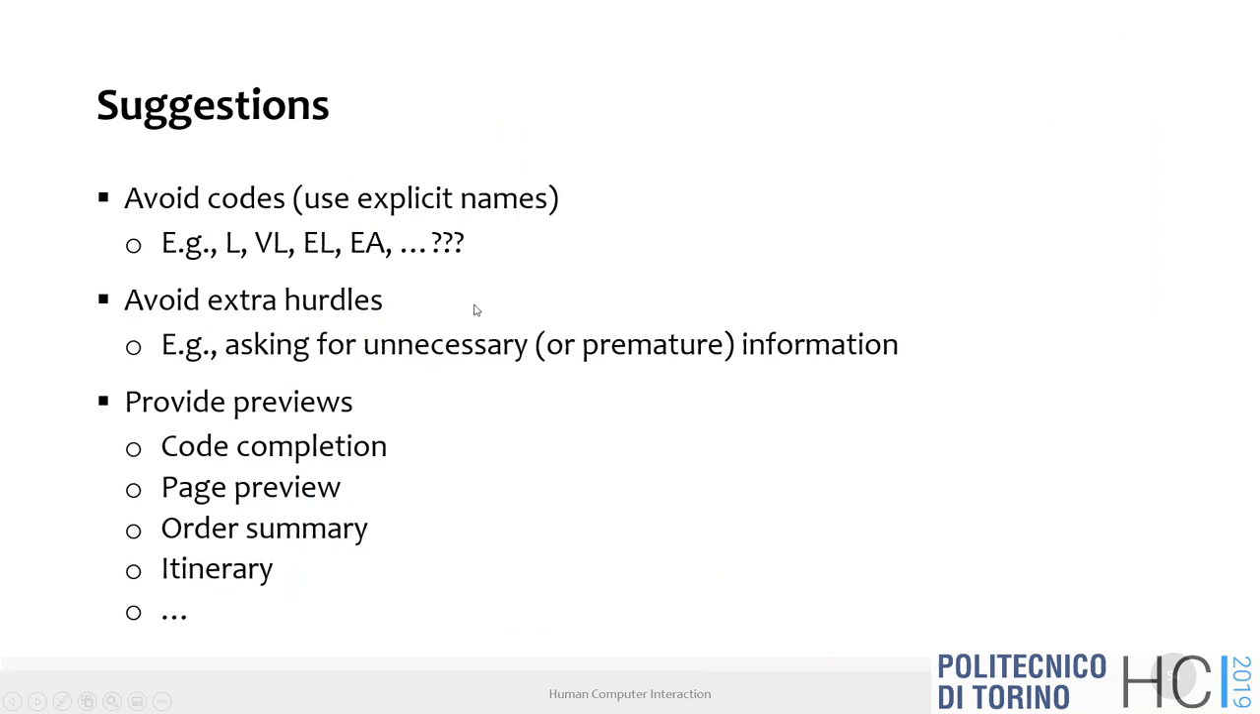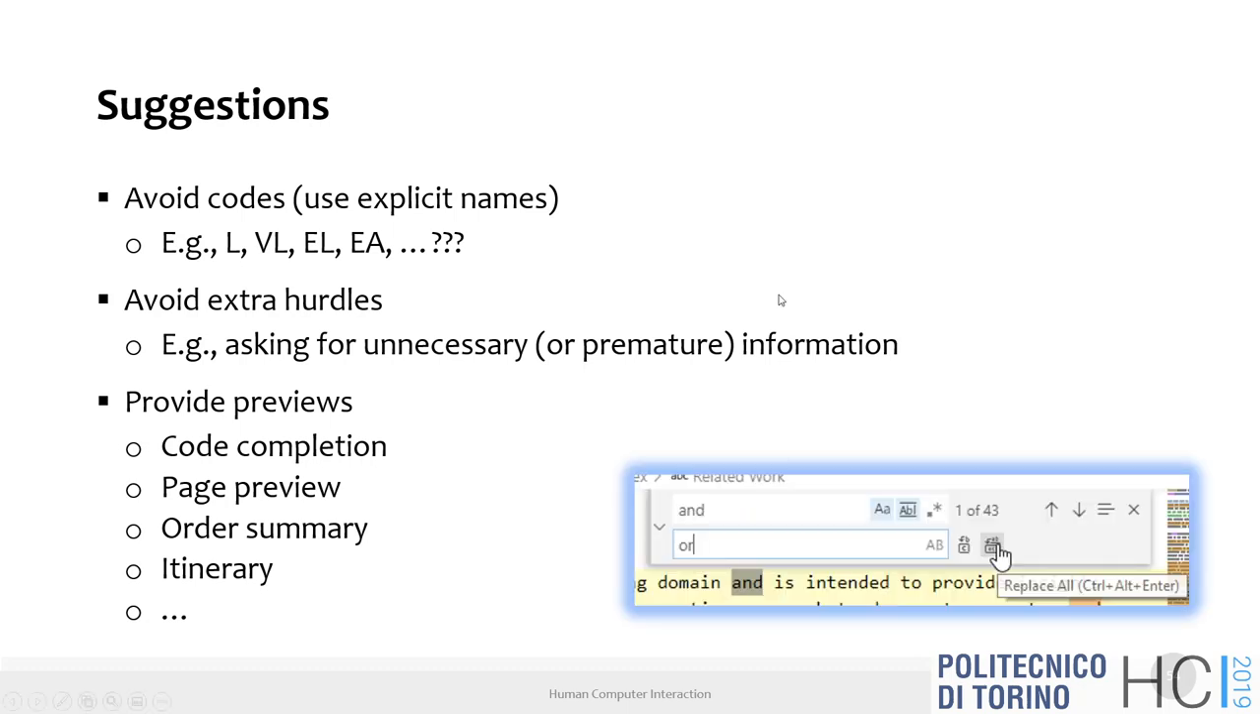Avoid asking for information that you don't really need, or you don't need yet. So always simplify the information that you ask. Now I need this information. Later on, I may need more. Don't ask for all of it at the beginning. Only ask it when it's needed. And provide all sorts of previews. Like in VS Code, the number of matches helps me understand what's happening. Like this one, this 43 here. And the highlighting of the matched word.